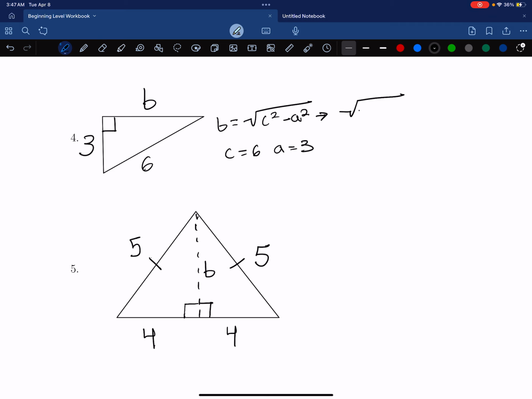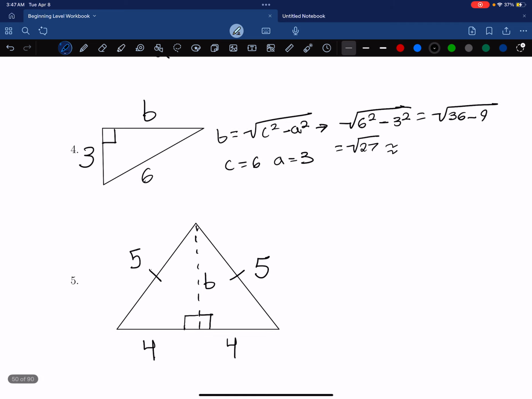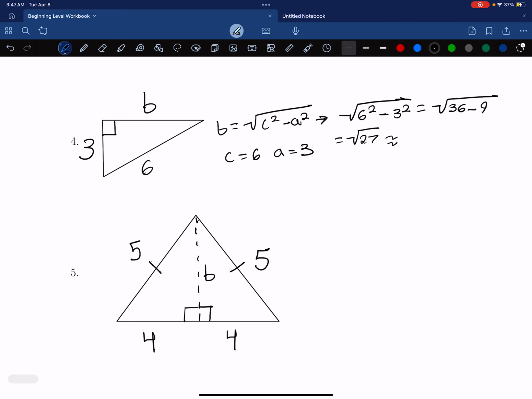So we have C squared, which is 6 squared, and then minus 3 squared. 6 squared is 36, and 3 squared is 9. So we have 36 minus 9. 36 minus 9 is 27. I don't know why I wrote that square root so large. And the square root, yet again, is not a perfect square, which usually does happen. Most of the time, you don't get a perfect square. So the square root of 27 is approximately 5.20.